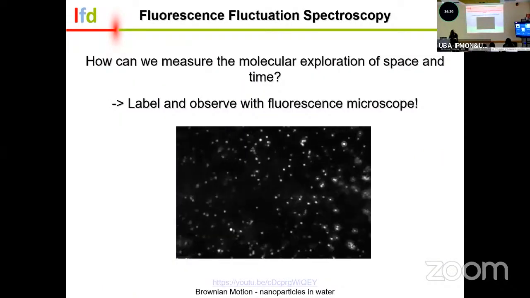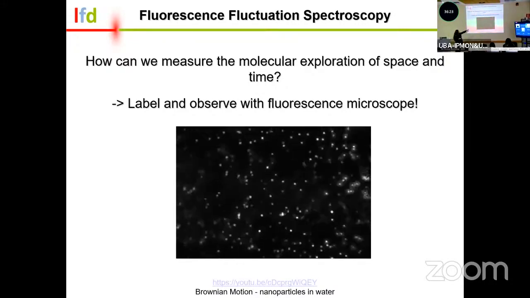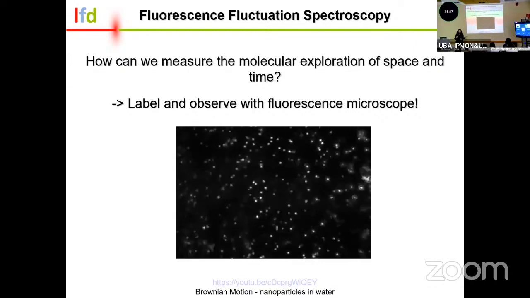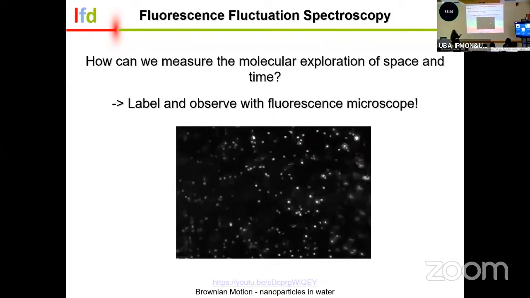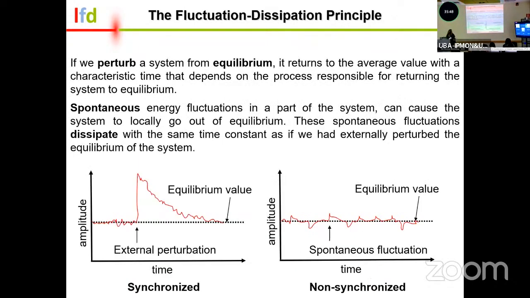So how can we measure the molecular exploration of space and time? Here you're looking at exactly what Brown saw under his microscope, where these are particles that are just randomly diffusing, randomly moving, right? We can actually label and tag fluorescent molecules. What does it look like on our microscope? It looks like this, pretty much noise. But believe it or not, the fluctuations are stored within this image. So in a crowded environment with dim molecules, we can actually measure single molecular detection of molecular movement. And we're going to talk about how we do that today.